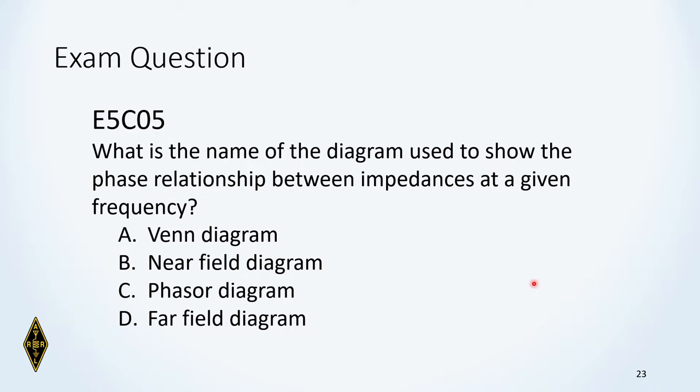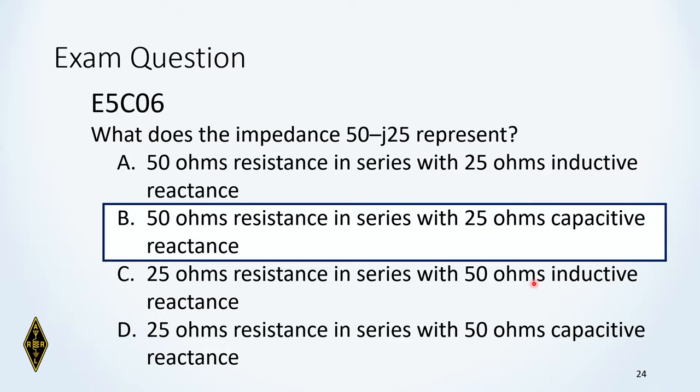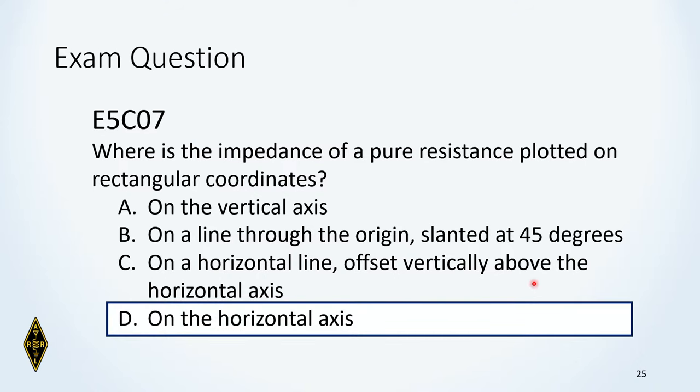What is the name of the diagram used to show the phase relationship between impedances at a given frequency? Charlie. Phasor diagram, correct. What does the impedance 50 minus J25 represent? Baker, right, negative. Now, I'll remind you again that the order of the answers on the test will not be the same as the order of the answers that we're seeing here. So don't get locked into that. Oh, the answer is the first one. Nope, read carefully. Where is the impedance of a pure resistance plotted on rectangular coordinates? Delta. Right, on the horizontal axis. That represents resistance.